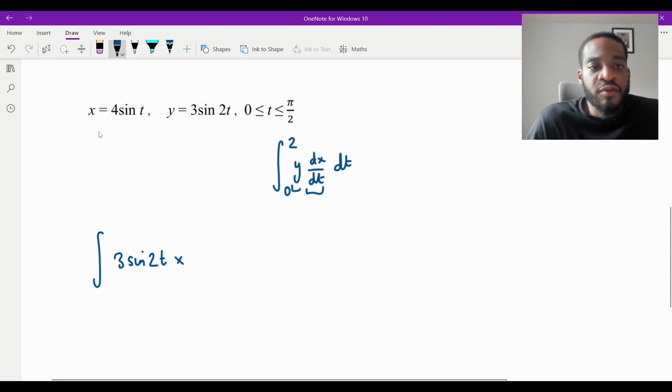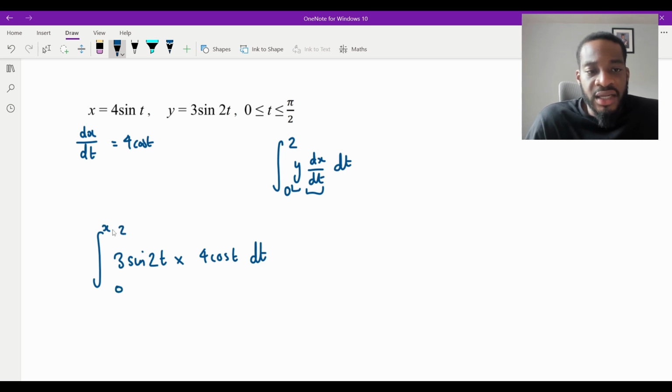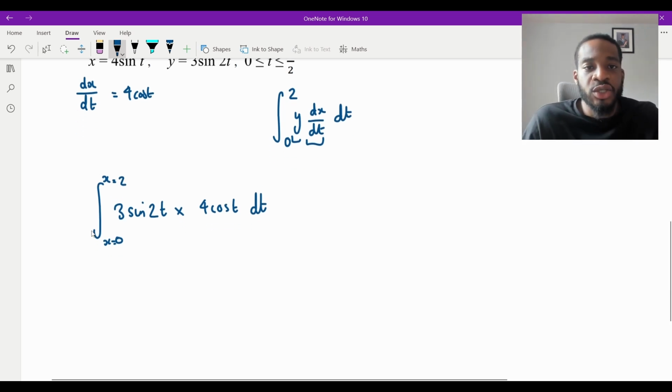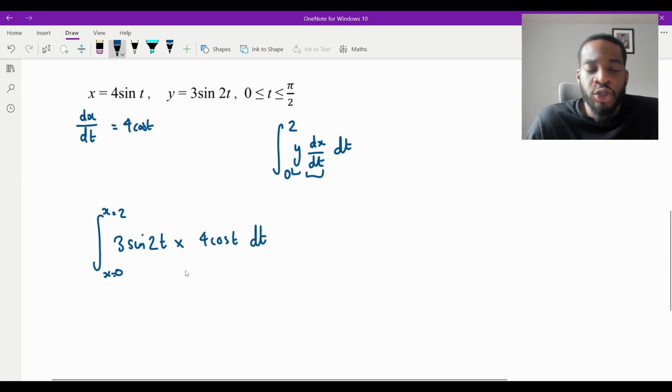So if x is 4 sine t, that means dx/dt is just going to be 4 cos t, isn't it? Just by differentiating it. So that will go there, times dt. And then remember, it's between 0 and 2, but at the moment this is in terms of x, isn't it? So I need to change these limits. Now, how do I change them? Well, I know what x is. x is 4 sine t. So let's change those, and remember, we've got our restrictions on t.